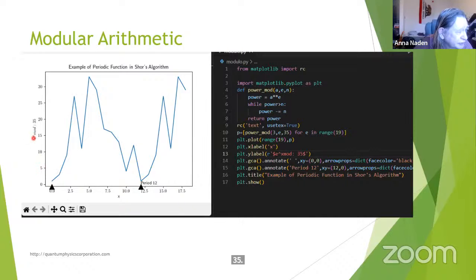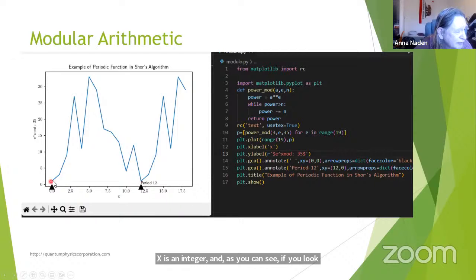X is an integer. And as you can see, if you look closely, this curve repeats. If you go from 0 to 12, it starts over. So 12 is the period.